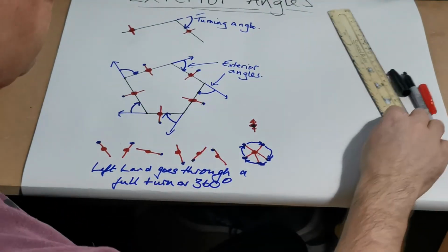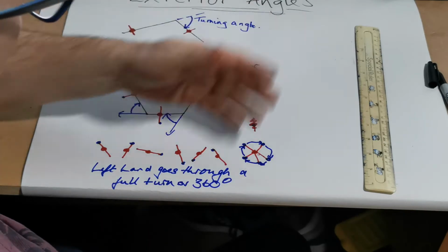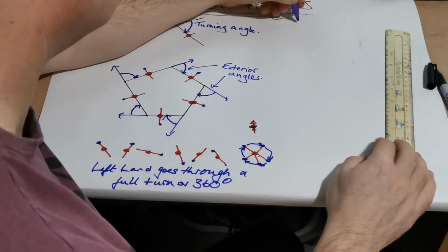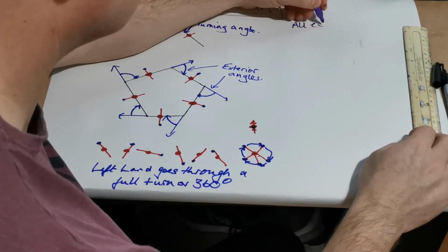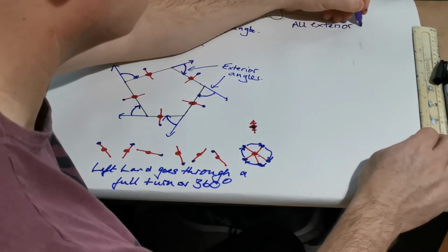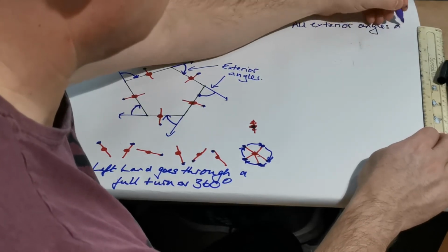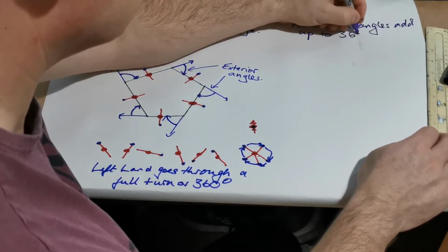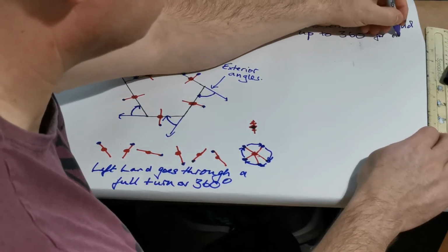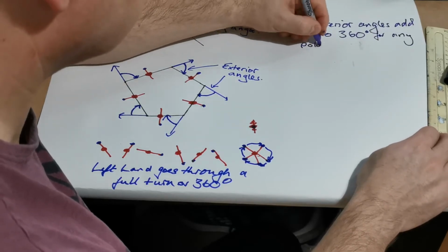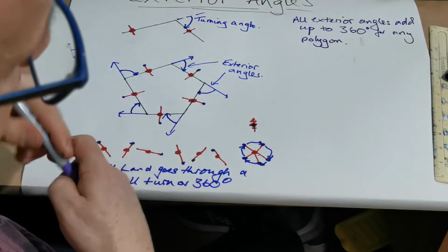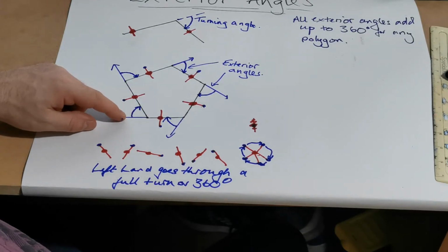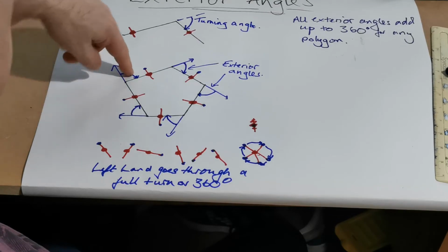Now that's not just peculiar to a pentagon. That happens whatever the shape is. You always end up with a full turn back round to the beginning. So all exterior angles add up to 360 degrees for any polygon. So that's the first thing. So if you knew 1, 2, 3, 4 of the exterior angles, you'd be able to add those 4 up and take it away from 360 and it'd give you the other one.